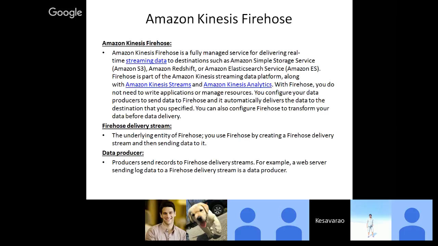Diving into Amazon Kinesis Firehose: basically, it's a managed service. Amazon has a lot of managed services, and this one is for delivering real-time streaming data to destinations like Amazon S3, Redshift, Elasticsearch, or Amazon DynamoDB, or any destination. Yesterday we touched on something similar with Amazon Kinesis Stream, but there is a difference, if you notice.